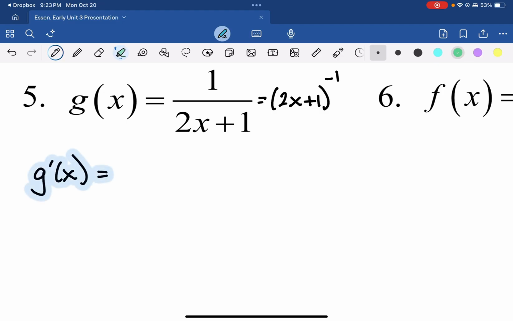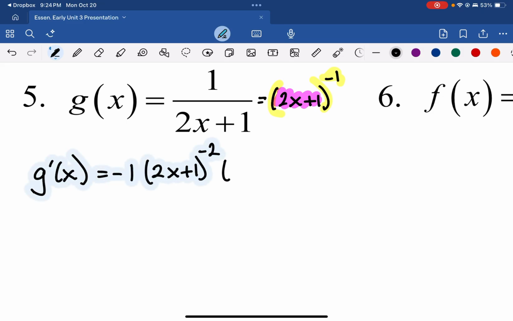Outside function is something to a negative 1. So when I take that derivative, I get negative 1 times the inside. Subtract 1, so I get negative 2. And then we take the derivative of our inside function, which is 2x plus 1. So its derivative becomes 2. So I get negative 1 times 2x plus 1 to the negative 2 power times 2. Okay, so I'm going to simplify this, right? So we can do negative 2 over 2x plus 1 squared.